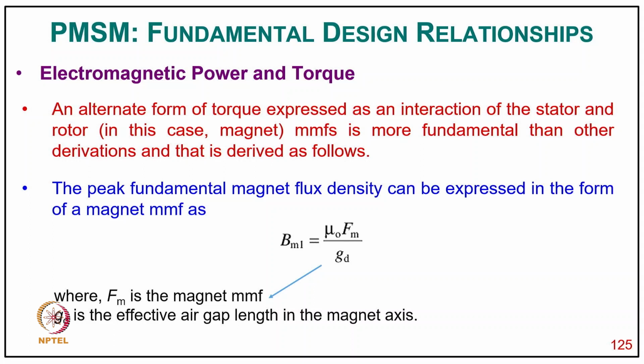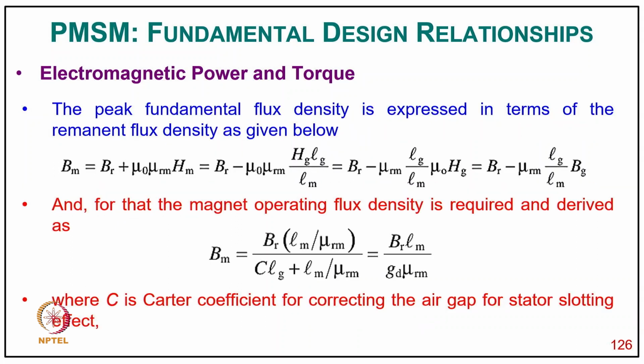An alternate form of the torque is expressed as an interaction of the stator and the rotor, in this case the magnet MMF, which is more fundamental than the derivations, and that is derived as follows. The peak fundamental magnet flux density can be expressed in the form of magnet MMF as Bm1 equal to mu 0 Fm upon Gd, where Fm is the magnet MMF and Gd is the effective air gap length in the magnet axis.